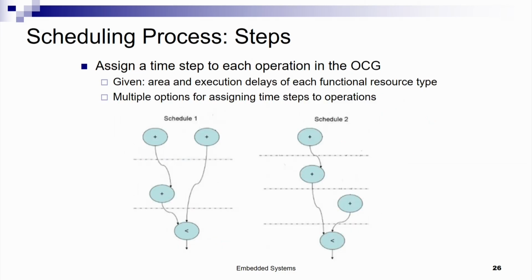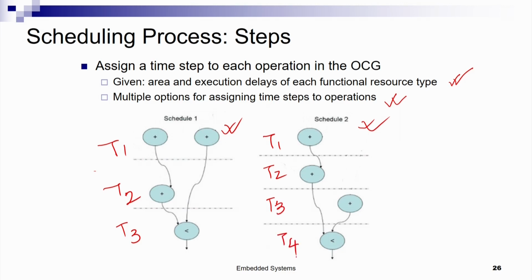After the operation constraints graph is obtained, we generate the schedule. We schedule the operation constraints graph essentially. Given the area and execution delays of each resource type, we generate the schedule. Multiple options are there for assigning time steps to operations. For example, here is the same data flow graph, but two schedules. This schedule takes 3 time steps, this schedule takes say 4 time steps.